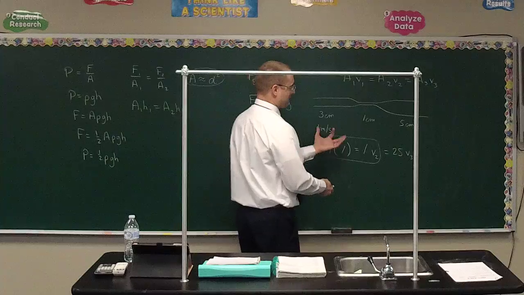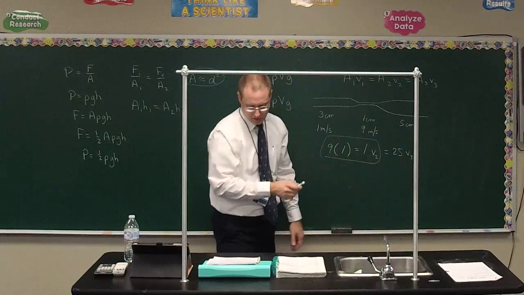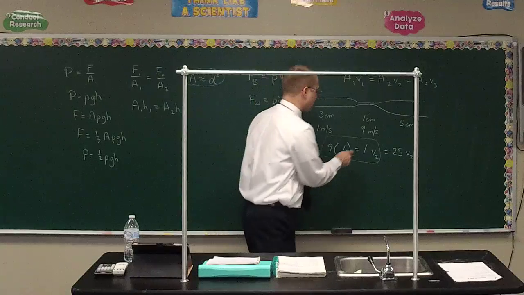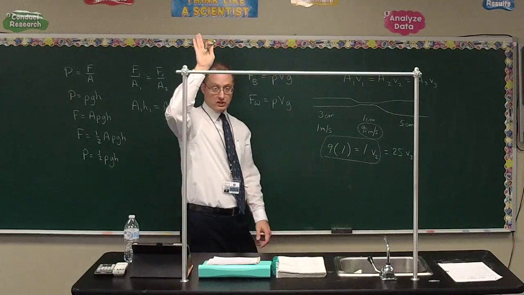9 times 1 is 9, divided by 1 is 9, right? So 9 meters per second, I think, is it 2 sig figs? Yeah, 9.0 meters per second. There's our first answer. How many had that for the 1 centimeter pipe?